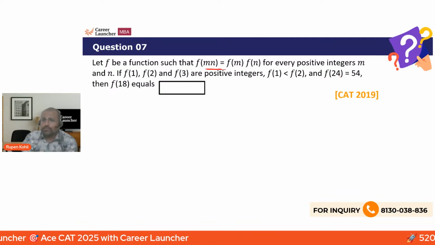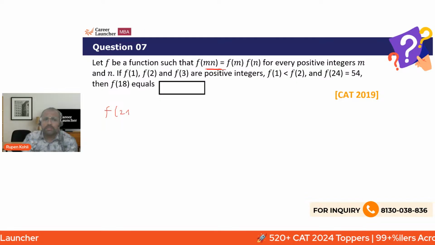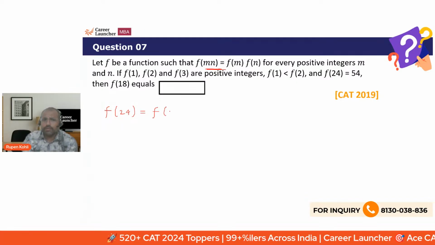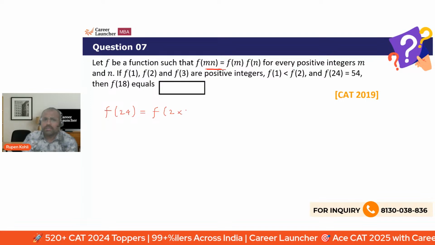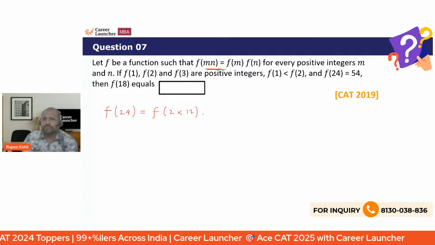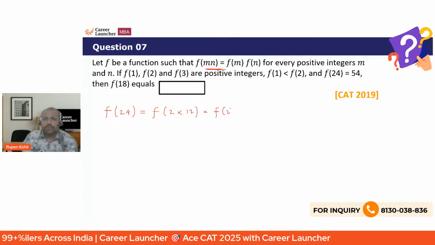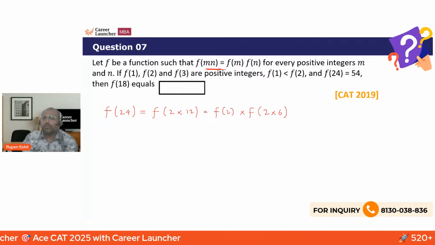So just write 24 as a product of two numbers. Now 24 can be written as the product of two numbers in many different ways. But let's separate it into one of the numbers being very small. Let's say 2 into 12. Okay, so this is f(2) × f(12). Now f(12), I can again break it down as f(2 × 6).